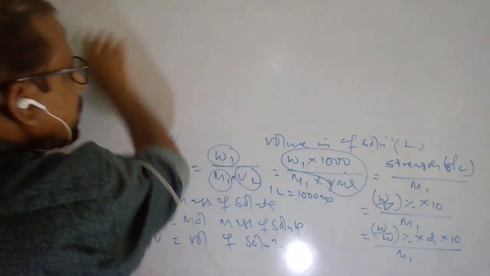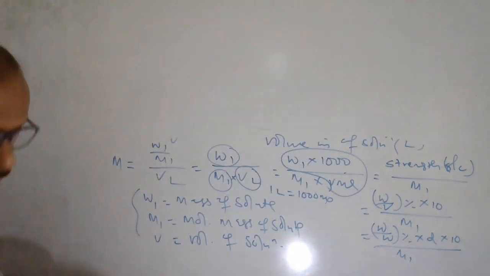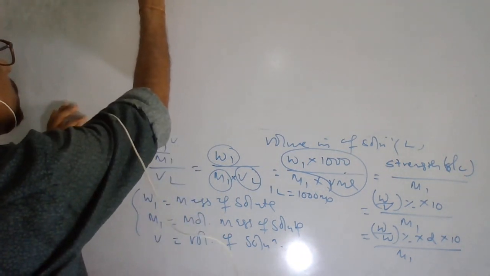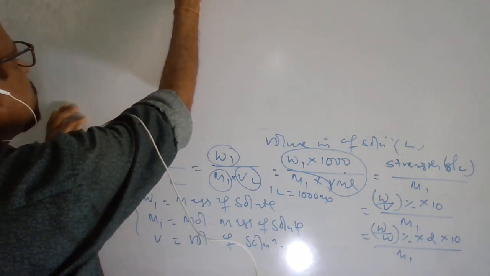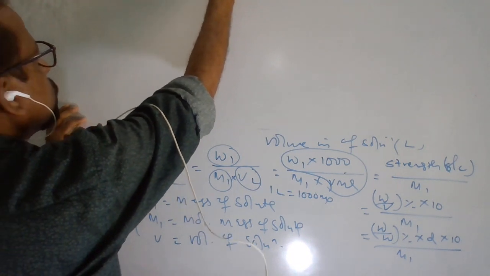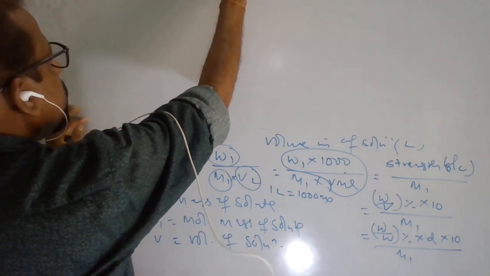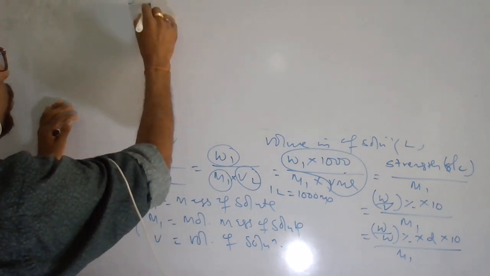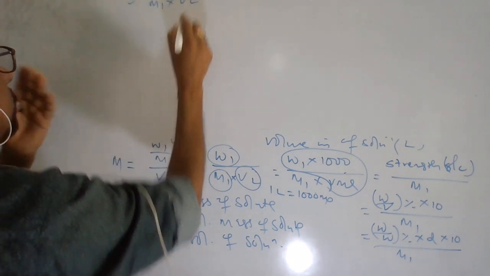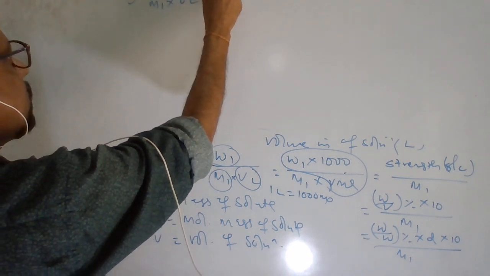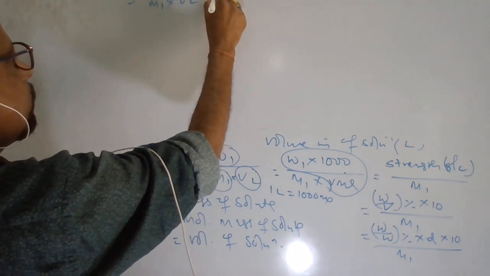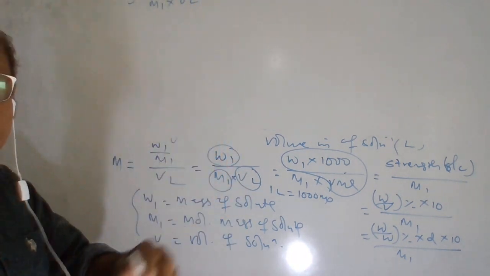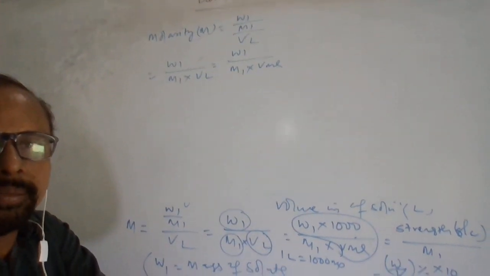Let me write all these in this way. On this side I will write the molarity, and on the other side I will explain the normality. The molarity, capital M, is W1 by M1 by V liter, or W1 by M1 into V liter. Instead of liter, in milliliter form it will be W1 by M1 into V milliliter, with the 1000 factor.